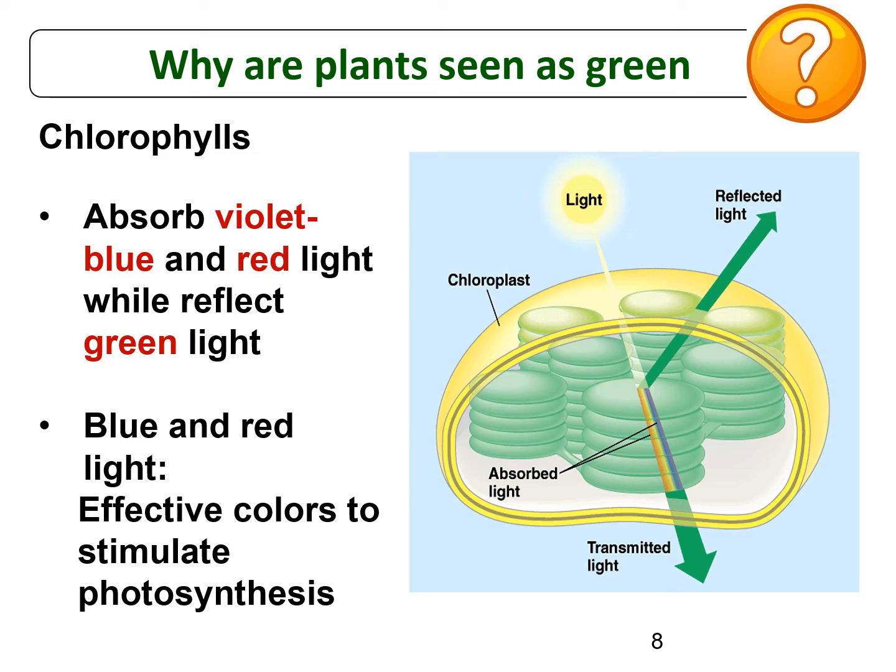So why are plants seen as green? Because they have chlorophylls, and chlorophyll is the pigment that absorbs violet, blue and red light, so they absorb these colors, but then they reflect the green light. That's why we see the plant as green. So the effective colors to stimulate photosynthesis are blue and red light. Okay, blue and red light.